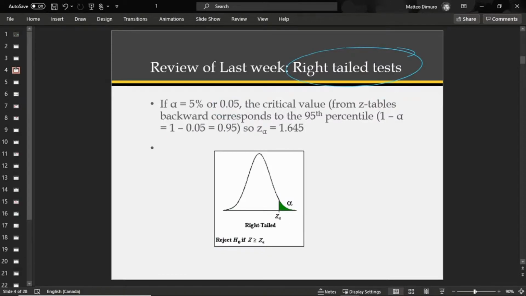If we're doing a right-tailed test, same thing. If alpha is 5%, then the critical value, looking up 95% on the Z table, because we'll have 95% here. Again, this region, accept H0. This region is the reject H0 region. So if you look it up on the Z table, you're going to get positive 1.645. So you'll reject H0 if your calculated Z statistic is greater than or equal to Z alpha.